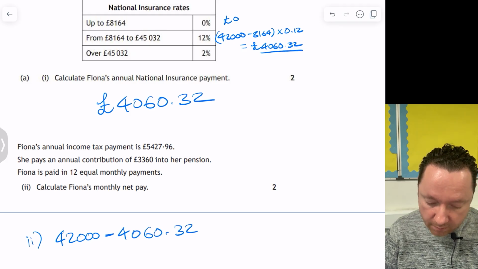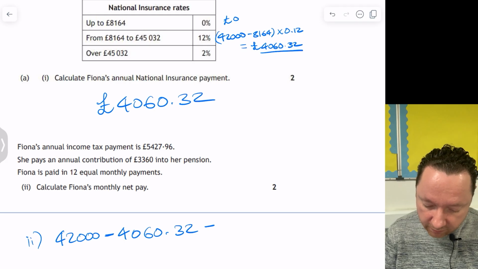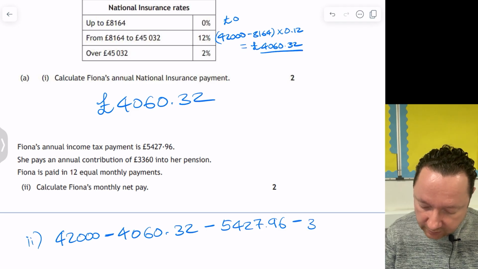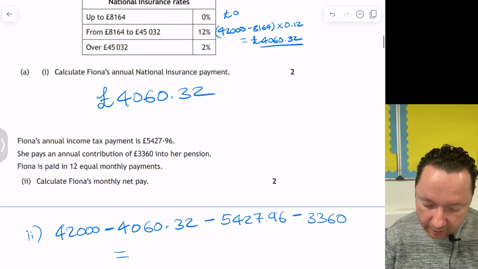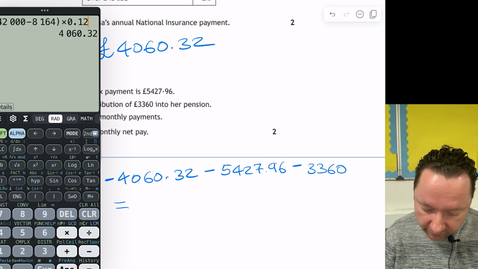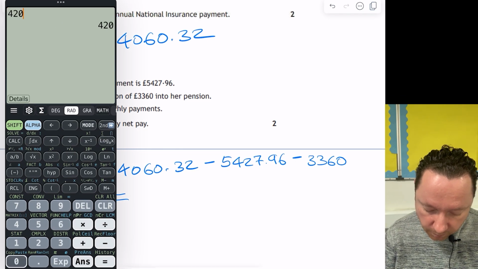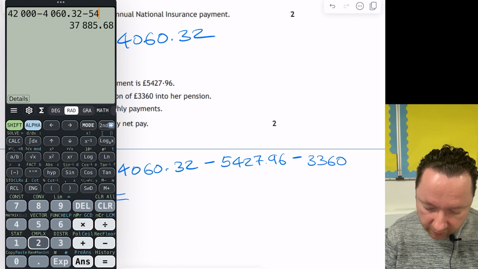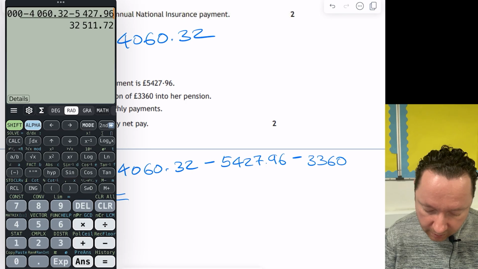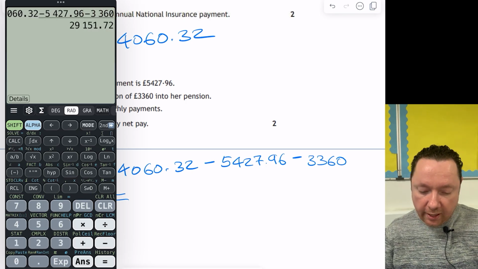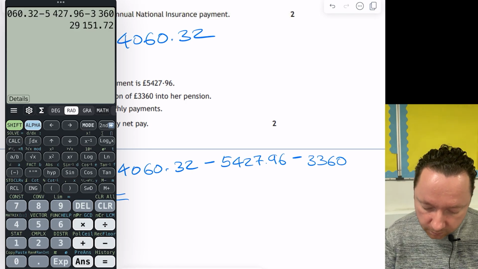4060.32, minus her income tax, 5427.96, minus her pension, 3360. So do that first, and that will tell me her yearly wage after everything's off. 42,000, 4060.32, 5427.96, and 3360. That gives me 29151.72.